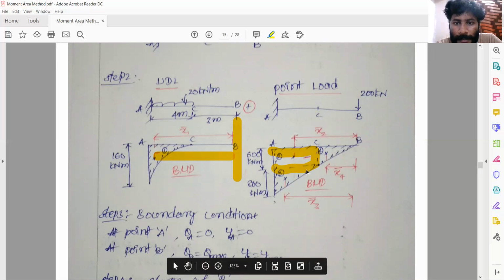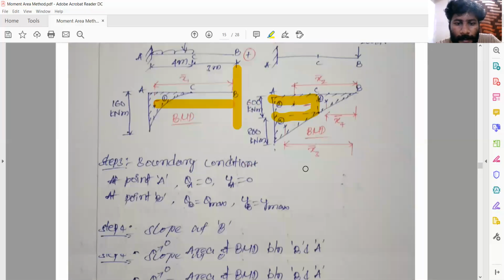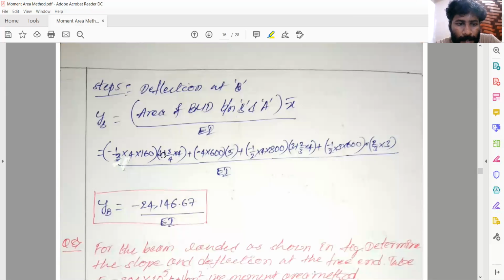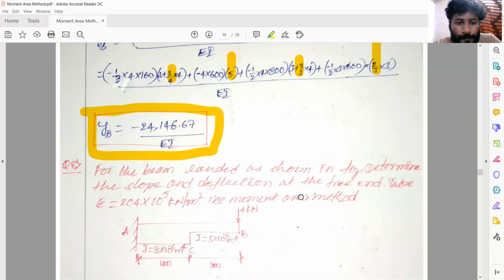So calculate all these values, X1 bar, X2 bar, X3 bar, X4 bar. Then we can multiply with the corresponding areas. These are the areas, X1 bar, X2 bar, X3 bar, X4 bar. Divided by the EI value, we'll get YB.